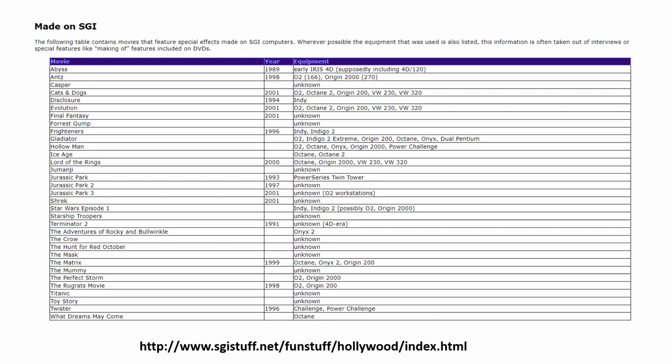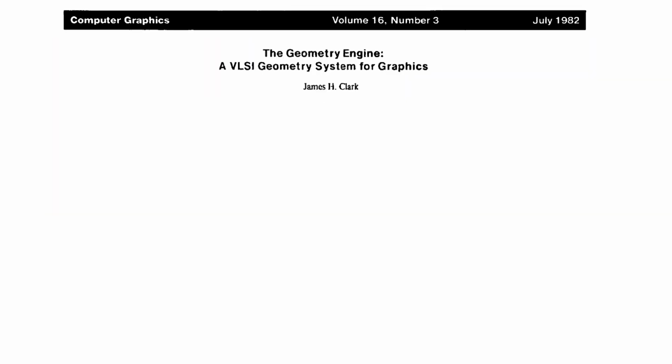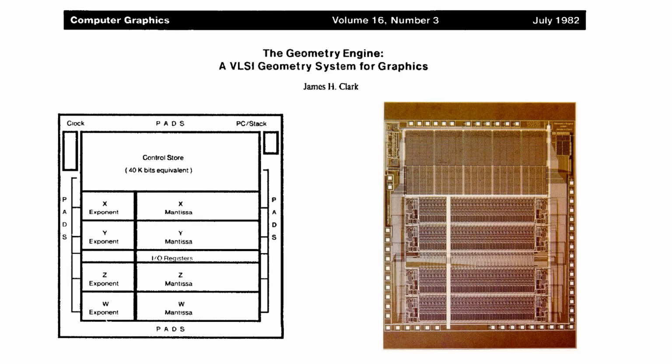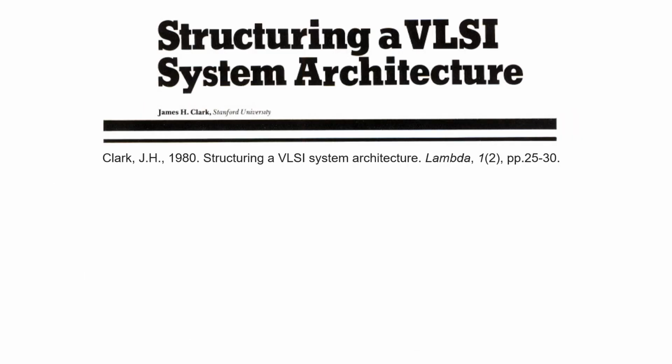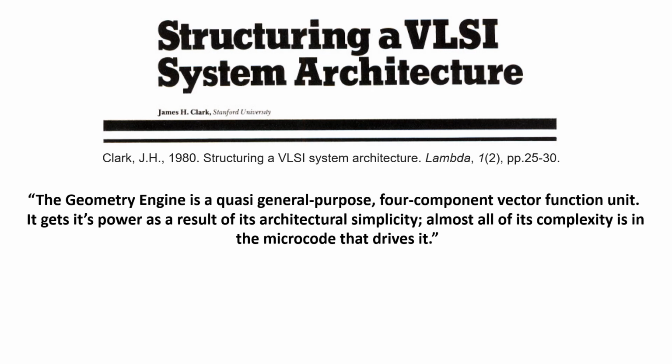Apart from general improvements from Moore's Law, both the Abyss and Terminator 2 were made with Silicon Graphics machines. They contained a number of these custom VLSI chips called the geometry engine, and this significantly sped up the geometry processing required for 3D graphics. Interestingly, about the top third of the chip is the microcode. Quoting from Jim Clark's 1980 Lambda paper, the geometry engine is a quasi-general purpose 4-component vector function unit. It gets its power as a result of its architectural simplicity. Almost all of its complexity is in the microcode that drives it.